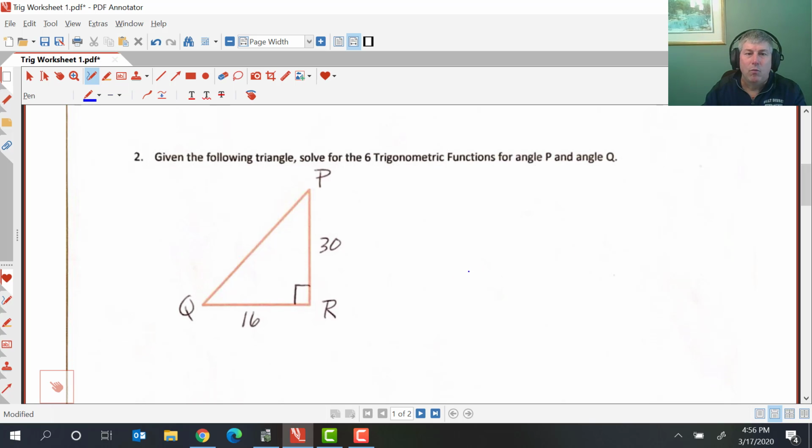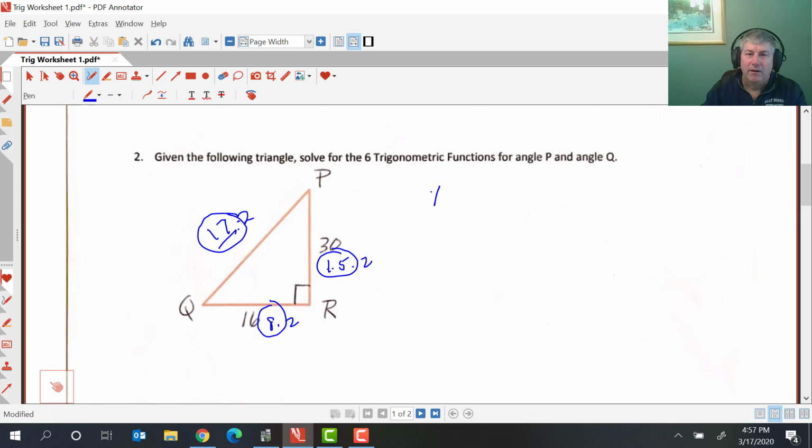Okay, in the second one, you did pretty well on this. We're solving for the hypotenuse. 16 is 8 times 2, and 30 is 15 times 2. So our hypotenuse is something times 2, and this is an 8, 15, 17. So we can use 8, 15, and 17 as our basis. And again, just remember to indicate which angle you're working from.